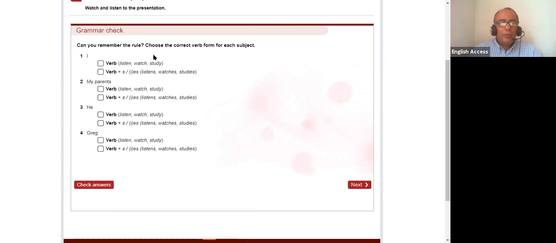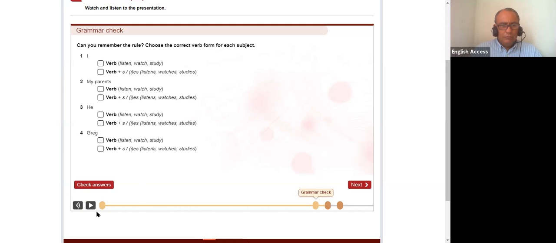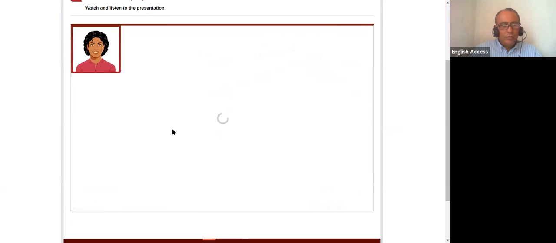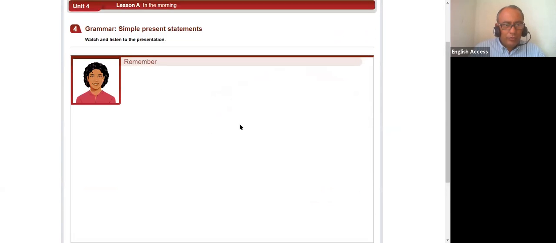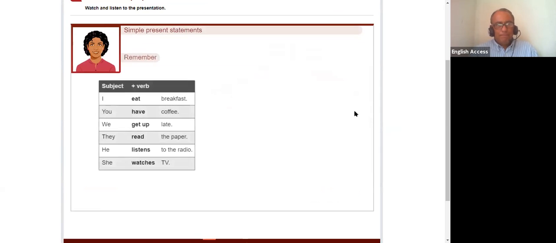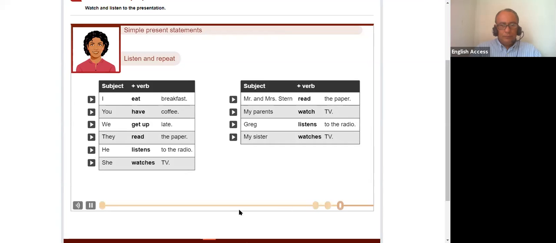Now, can you remember the rule? Choose the correct verb form for each subject. But we haven't seen the third person. Let me go back right here. Grammar. Simple present. We didn't see that. No vimos la de las terceras personas, ¿verdad? Simple present statements. Let's check the remember part. Remember, some statements have names or nouns as subjects. Listen and repeat.